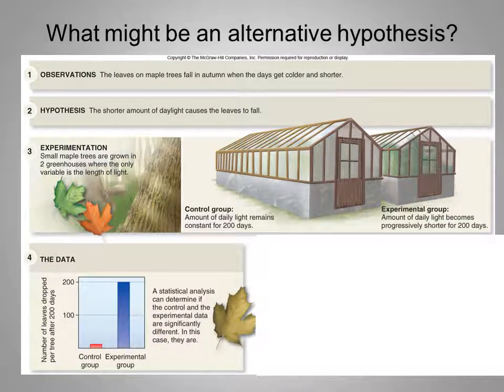So now let's say we get the following data. What you see is that the control group, in which the amount of daylight is remaining the same for 200 days, has very few leaves dropping off of the trees.